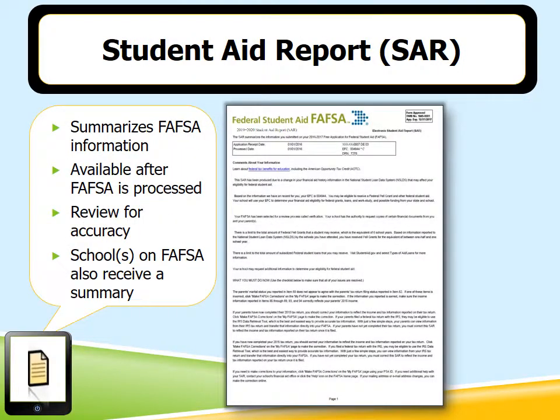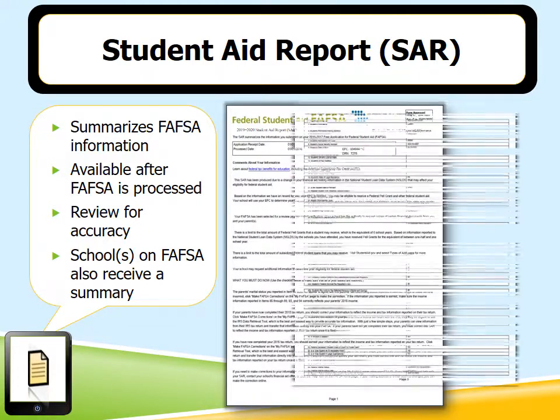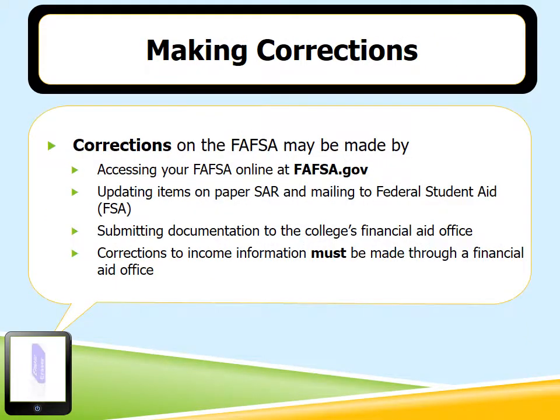Student Aid Report, or SAR, is a summary of the information you've provided on the FAFSA. It will be sent to you electronically or via paper, depending on how you filed your FAFSA application. Review the SAR for any errors. Corrections to your FAFSA information can be made in a number of ways. All changes made will be forwarded to the schools you've chosen to receive your FAFSA results.